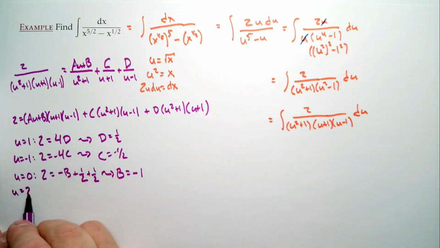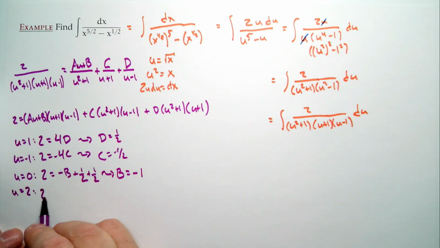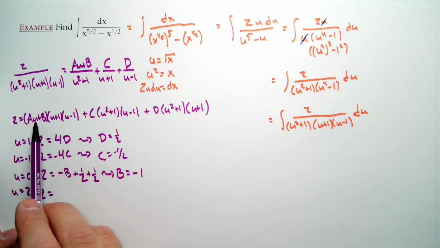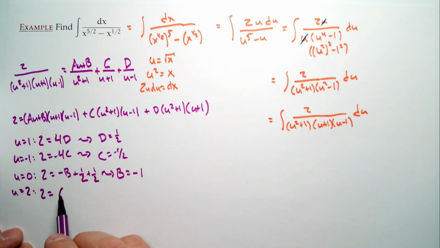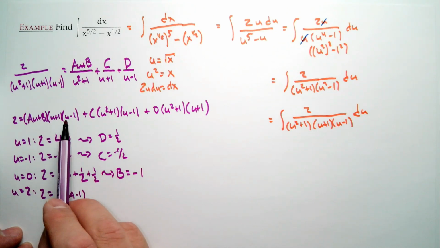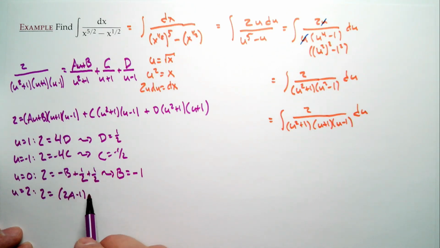u equals 2. So 2 equals, and here, let's see what we have. We have 2 times a plus b. So that's going to be 2a minus 1. And then we have 2 plus 1, which is 3, and 2 minus 1, which is 1. So that's times 3.